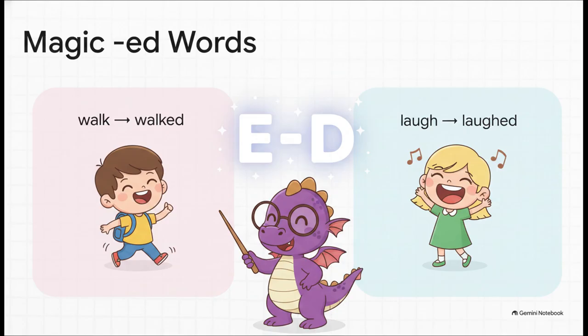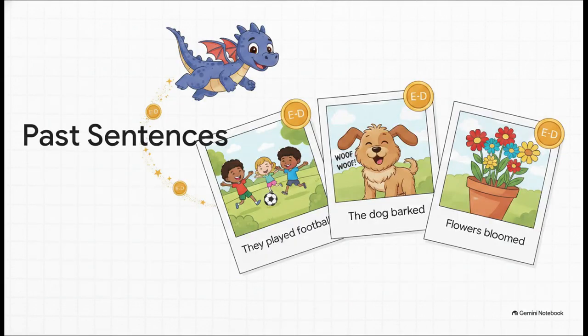Let's look at just a few more examples of these time-traveling action words. Read these out loud with me. We have walk. And when that travels to the past, it becomes walked. Really make sure you hit that nice strong sound at the end. Walked. And next we have laugh. Throw on our magic letters and it becomes laughed. Everybody give a quick little laugh and say it with me. Laughed.